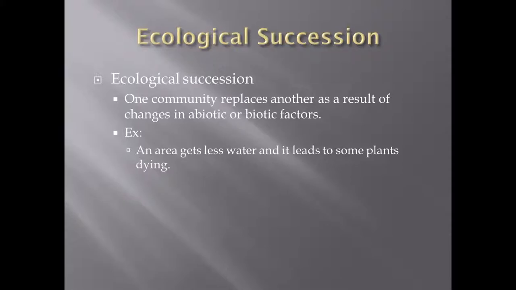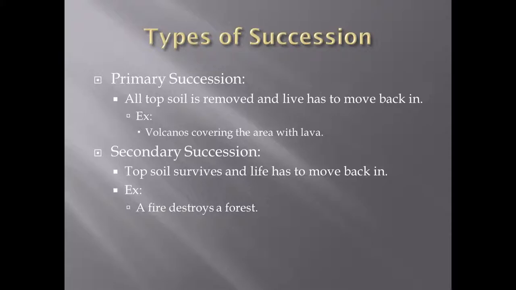And it goes in the opposite way too. If an area doesn't get enough water, you might end up going from a grassy area to a drier area. It just goes from a grassy area to more like a desert because of changes in the amount of water you get. That's the idea behind ecological succession. There are two types of succession that we've talked about in class.